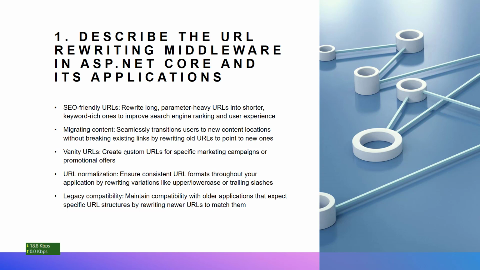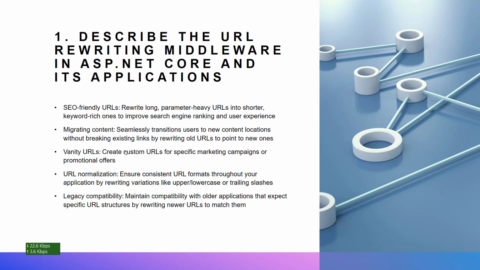The actual URL would be the same, but once displayed over the web, it would be rewritten, and it should have many other keywords as well, so it should be SEO friendly. Then comes content migration. It seamlessly transitions users to a new content location without breaking existing links by rewriting the old URL. So that can be done to rewrite the URL without disturbing the linking.